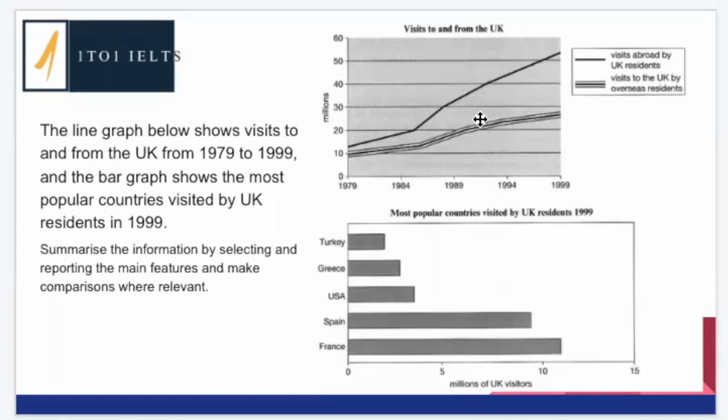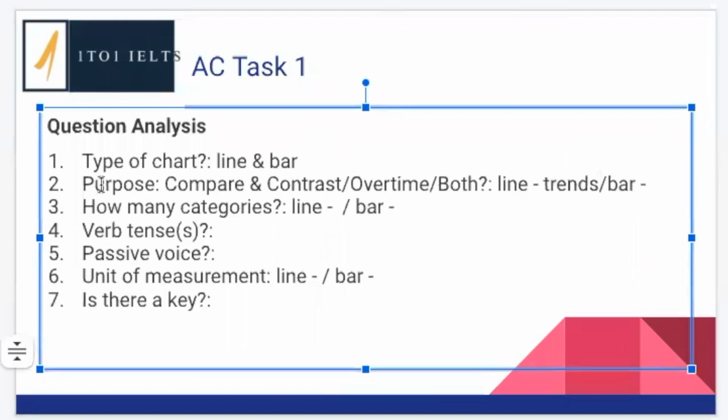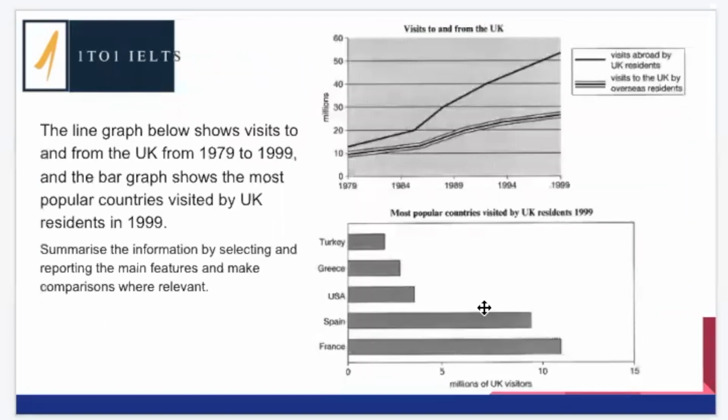So the purpose of this first one, so trends over time, we see this is all over time. The main purpose of this is to show trends over time. And our bar chart, is it showing trends over time or comparing and contrasting? Yeah, compare and contrast. And we know this because there's only 1 year here. So we're just comparing and contrasting these different countries here.